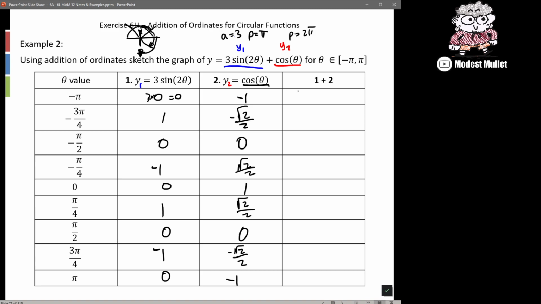Now we just add them all together. Negative 1. 1 take away root 2 on 2. 0. Negative 1 plus root 2 on 2. 1. 1 plus root 2 on 2. 0. Negative 1 take away root 2 on 2. And negative 1.